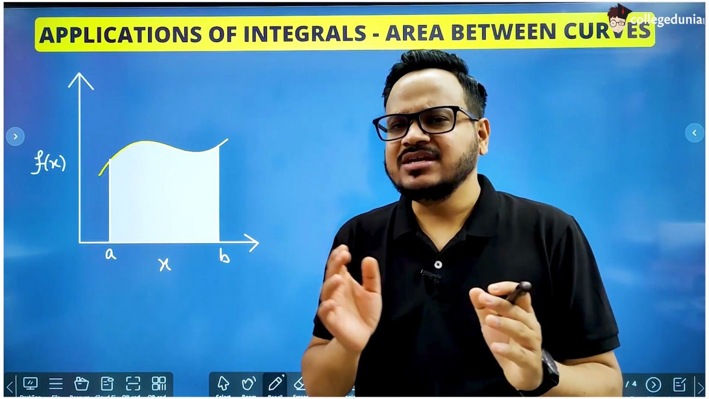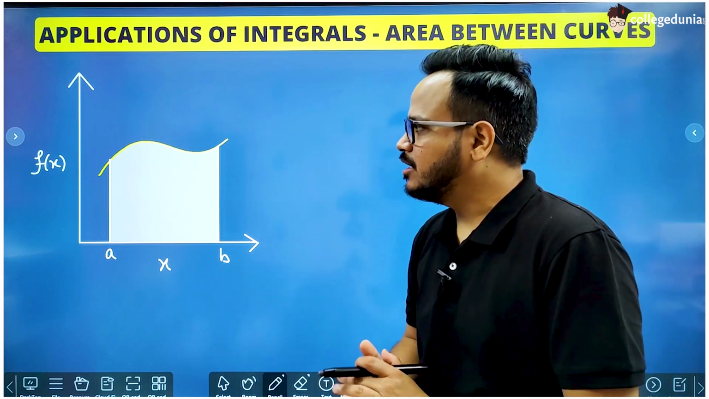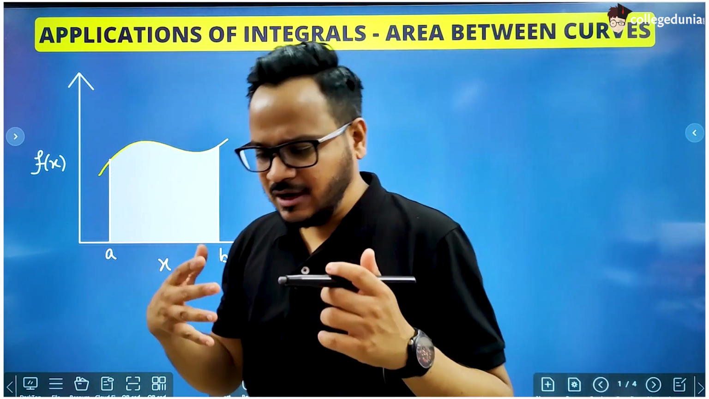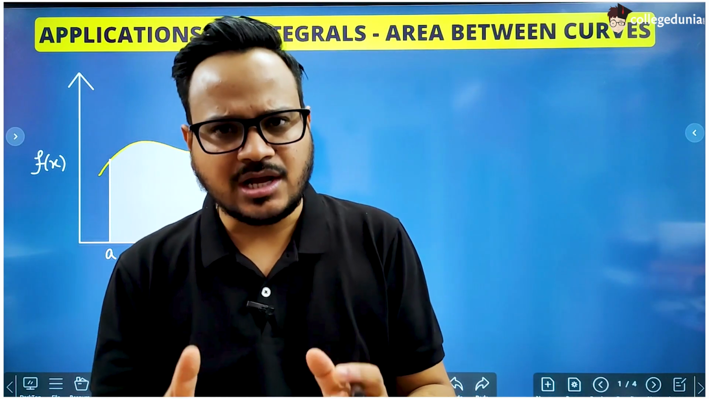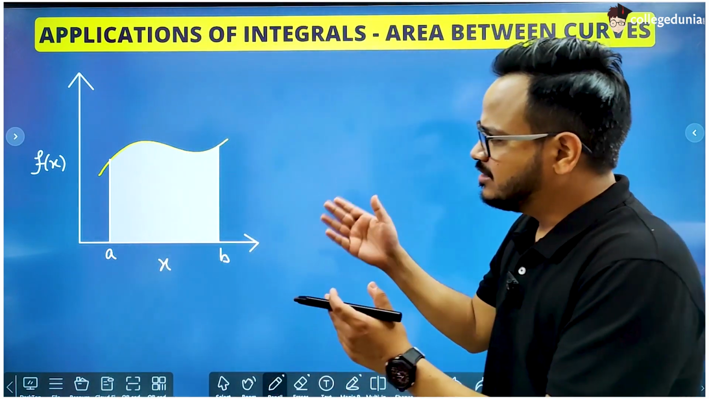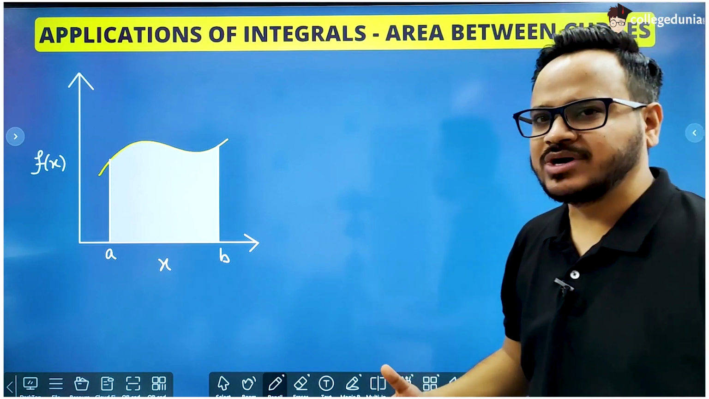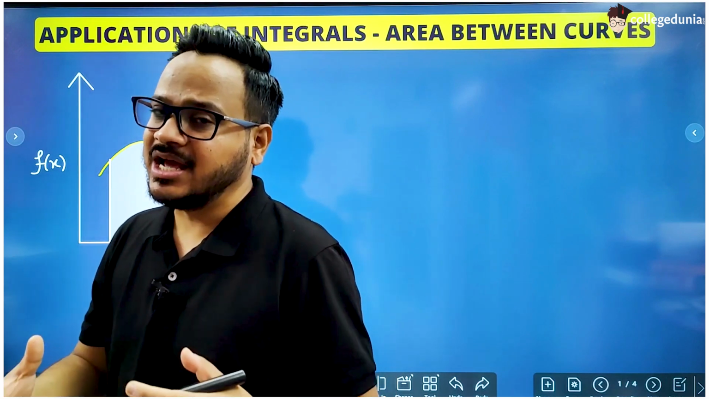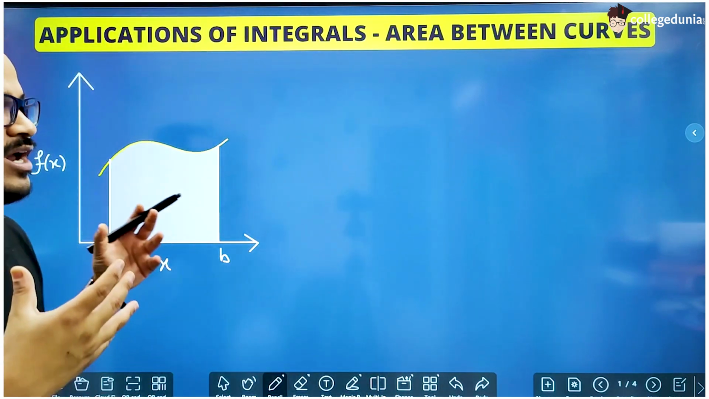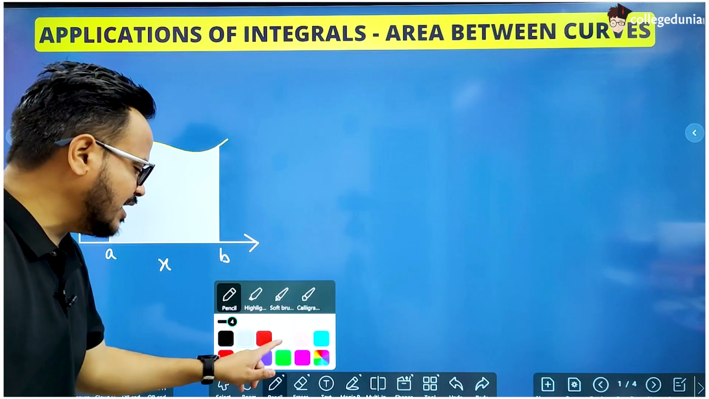We know that we can easily find the area of a figure if it has some symmetric shape. For example, we know how to find the area of a rectangle, a triangle or a circle, but this is not a symmetric shape, this is not a shape which is known to us, this is an irregular shape. So to find the area bounded by irregular shapes, we use the concept of definite integration. So how are we going to find this area?